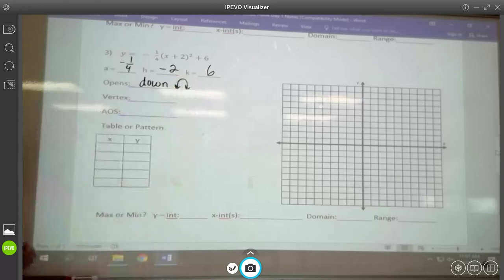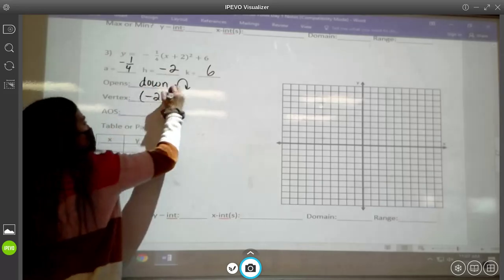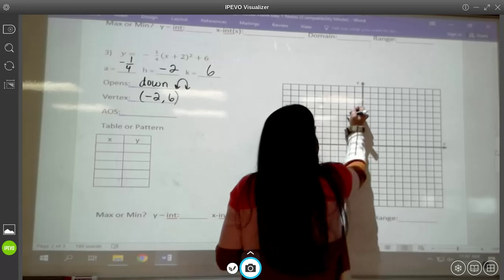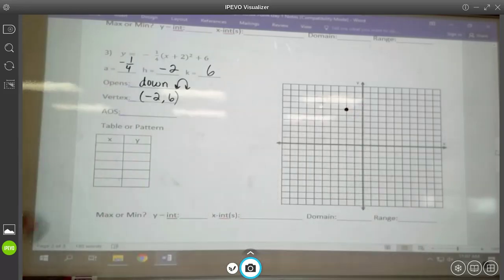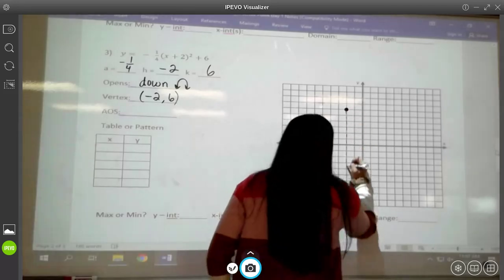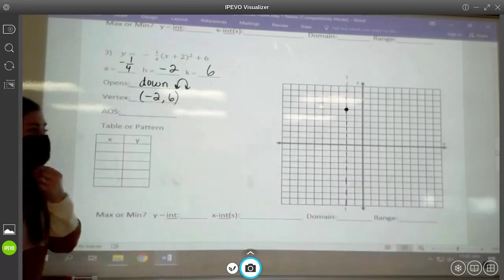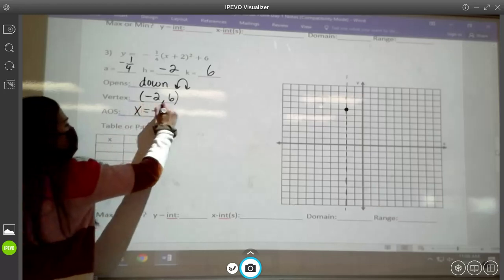So we got a visual. The vertex is always HK. So that's -2, 6. So let's put that on our graph. Left 2 and up 6. All right, let's get our AOS, the invisible vertical line that goes right through our vertex and cuts the parabola in half. That'll be the line x equals, what is that x coordinate? -2.